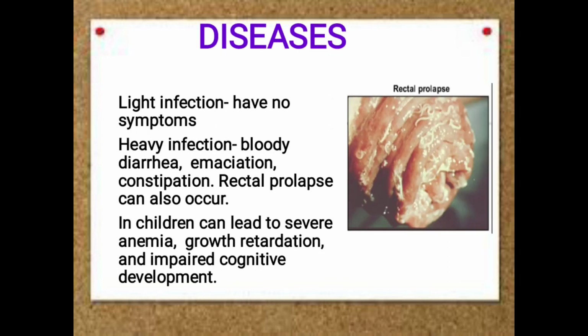Diseases. People infected with whipworm can suffer light or heavy infections. People with light infections usually have no symptoms, they don't feel anything, they are asymptomatic. People with heavy infections can experience bloody diarrhea, emaciation, constipation, and rectal prolapse can also occur.